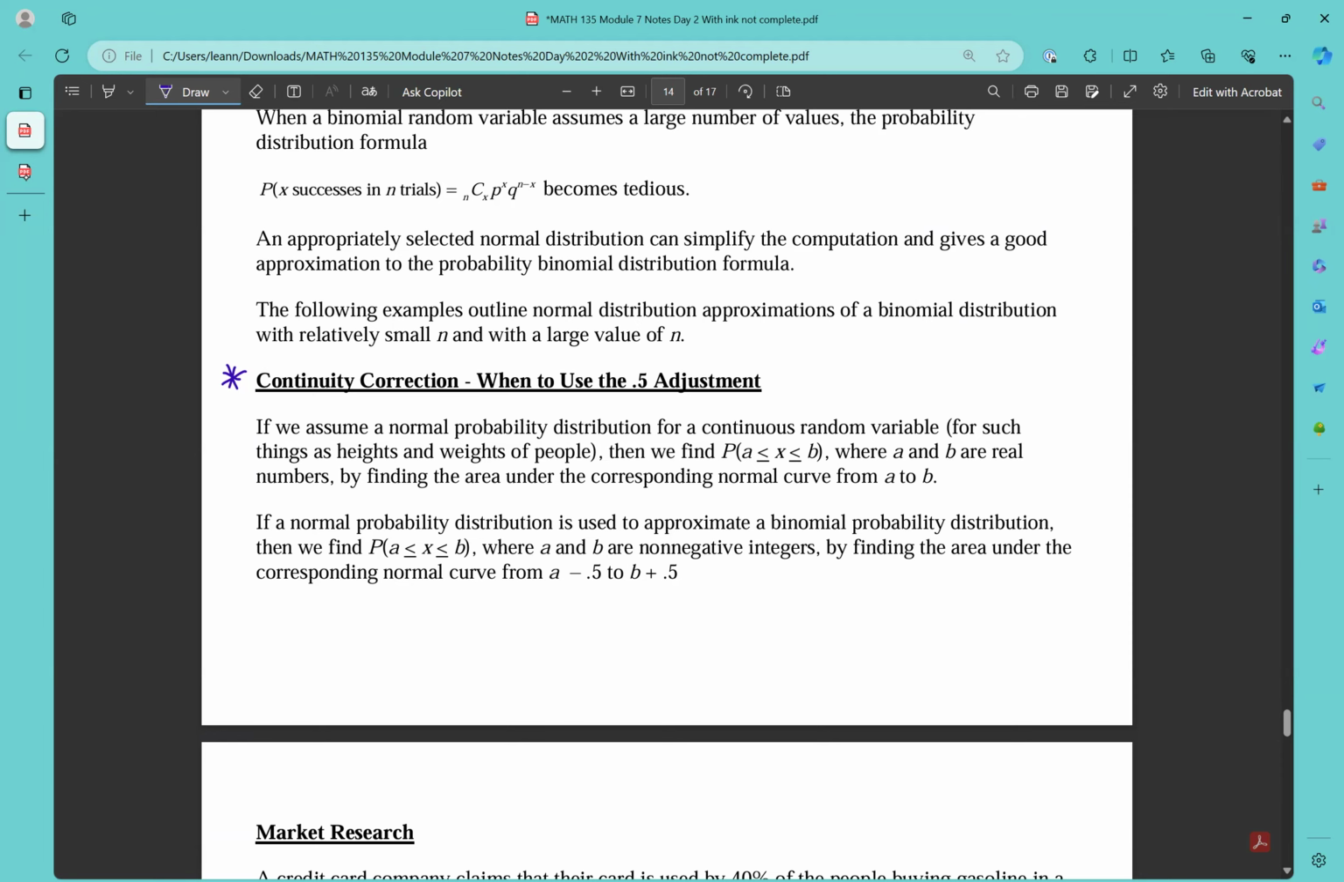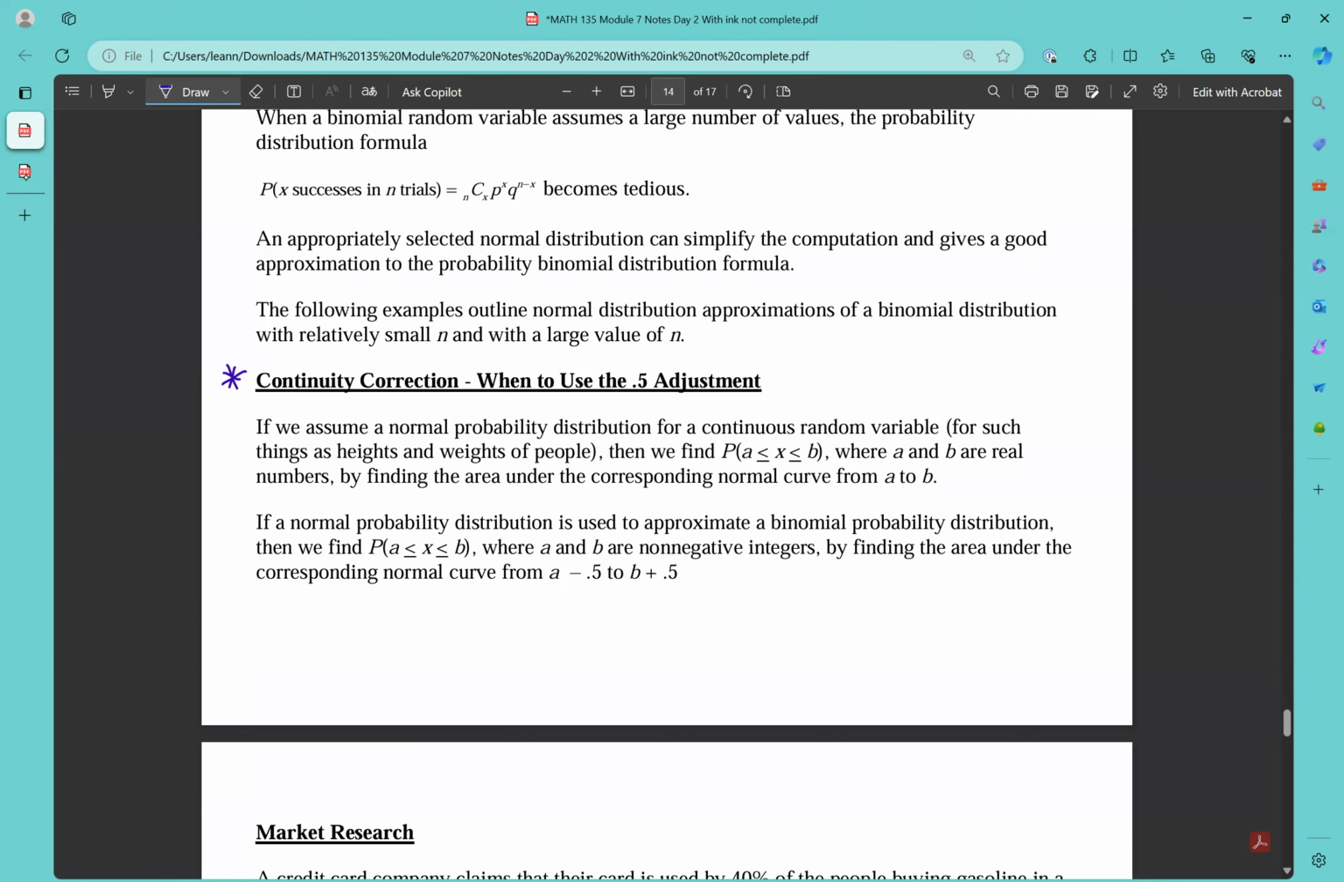So I kind of write it out here. It says, if we assume a normal probability distribution for a continuous random variable, for such things as heights and weights of people, then we would want to find the probability that someone might be between two values, where A and B are real numbers, and find the area corresponding to the normal curve from A to B.